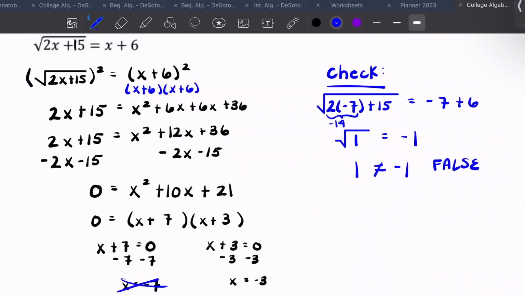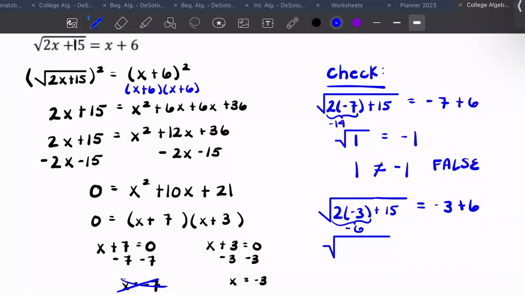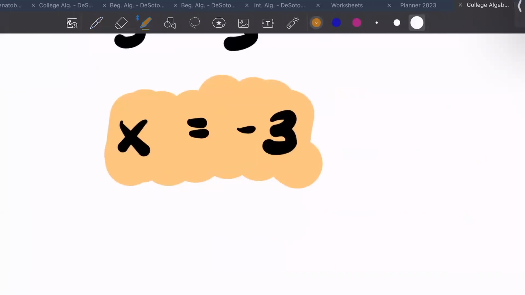So let's check the other one. The square root of 2 times -3 plus 15 equals -3 plus 6. So we get -6 plus 15 gives us 9 equals 3. And the square root of 9 is 3. 3 does in fact equal 3. So our only answer is x equals -3. And this is our only answer.